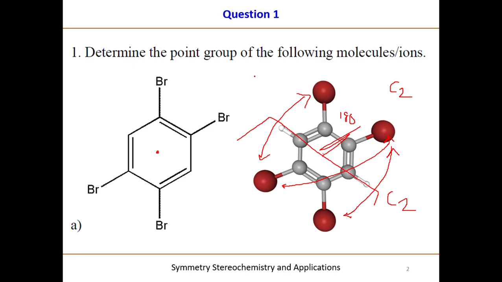That means we have a principal axis C2. Whenever we have both a principal axis and a subsidiary axis, we write D for the point group. Now the principal axis is also C2, so we write D2. Now we have to find out the planes present in this molecule. Which plane is present? As we have discussed before, we can pass a plane over here. Not exactly.